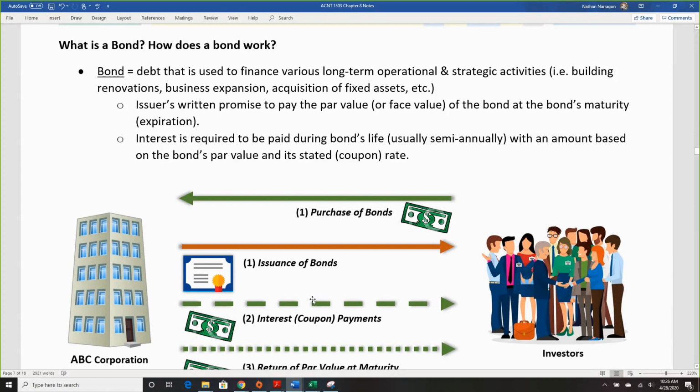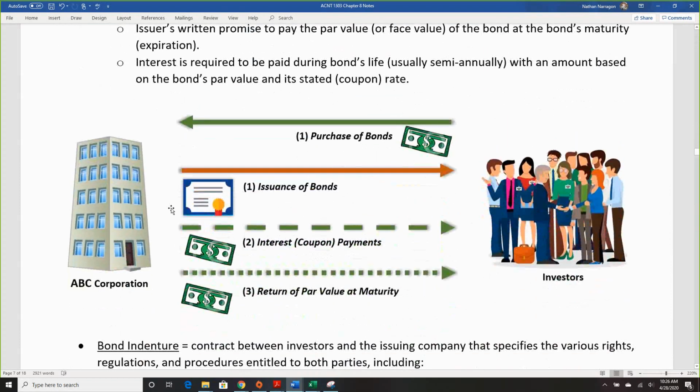So this is what's going on. They purchase our bond. And during this life cycle, once they purchase the bond, we're going to issue them out a bond certificate. And then, twice a year, usually semi-annual, we're going to pay them an interest payment. So, you get the interest payment, and then at the end of the life of the bond, the corporation will pay the investor the par value of the bond, or basically the face value.